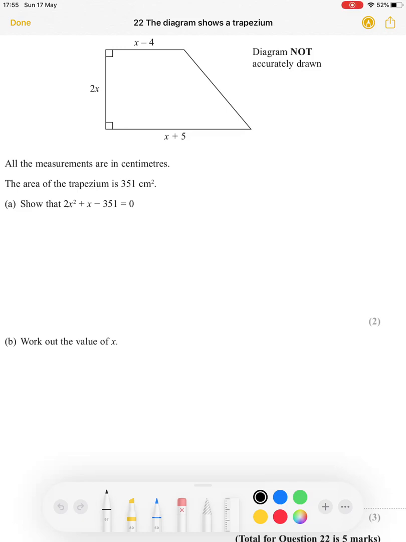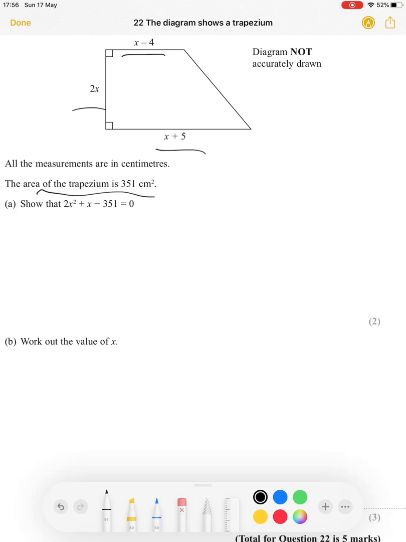Okay, so we're going to look at this question where we've got a trapezium where the height is 2x and the two parallel sides are x minus 4 and x plus 5. We're told the area is 351 centimeters squared, and we're asked to show that 2x squared plus x minus 351 is 0. So we need to somehow use the information we've been given, that is the area and the three side lengths, to show that this equation holds. This is not asking you to solve the equation.